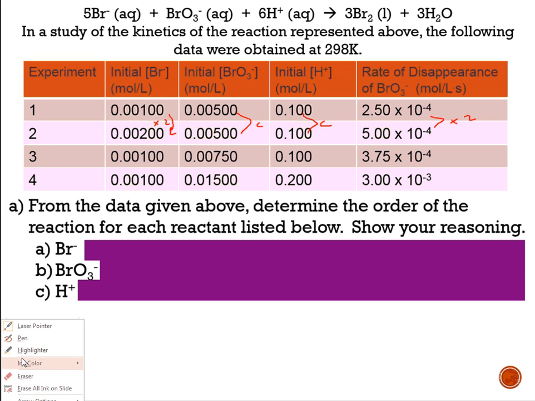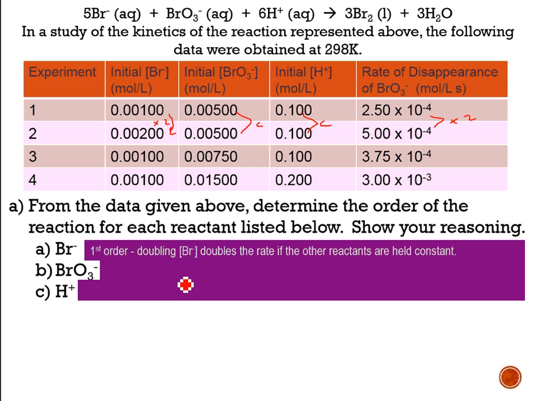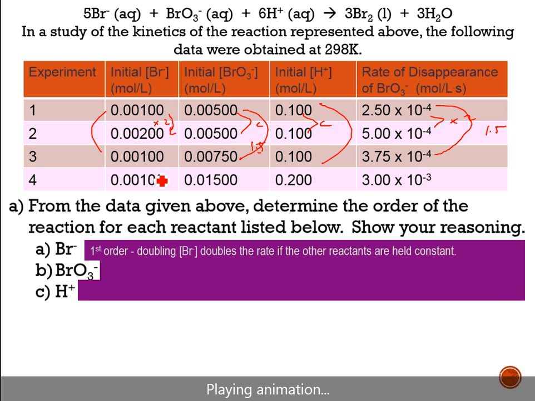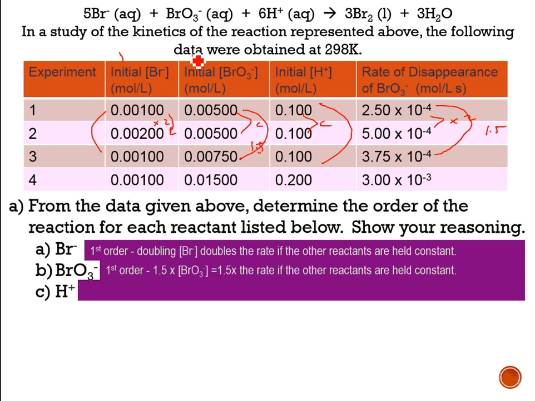Let's just get the pen back. So there's your first answer. First order, because doubling bromide doubles the rate. Let's look at bromate. We need to look at the first and third for bromate. In the first and third, we get a 1.5 change on bromate when bromide and hydrogen are held constant. And just so happens we get a 1.5 change in rate. So that's also going to be first order for bromate. So we're first order here and we're first order here.